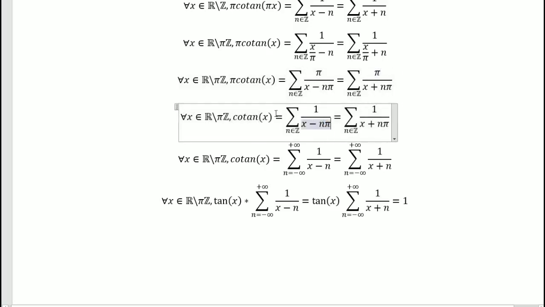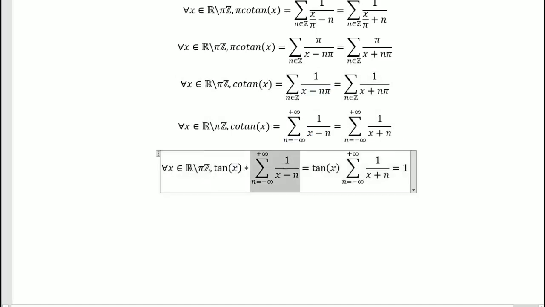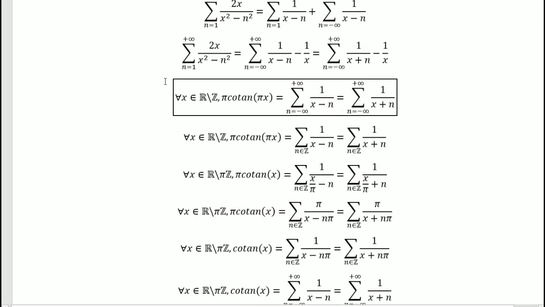So you get that cotangent of x equals the sum in Z of 1 over x minus n times pi, and also instead of the minus you can get the plus too since it doesn't matter. And also there is the sum between minus infinity and plus infinity. And finally, you can multiply by tangent on both sides and get that tangent times this sum equals 1. So yeah, that's the formula.